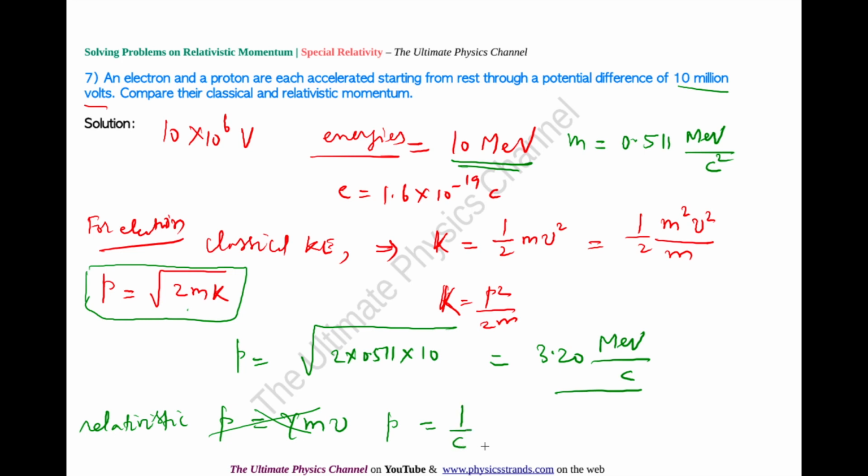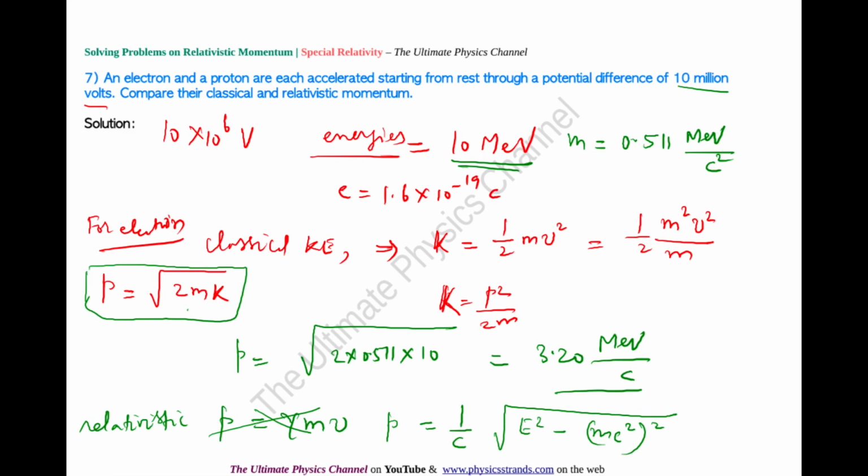1 over c times the square root of E squared minus mc squared, whole squared. We have derived this expression in our lecture videos, so please check them out. There are two videos, one on relativistic momentum, another one on relativistic energy. Those videos contain derivations for all these expressions, so please do check out those videos.